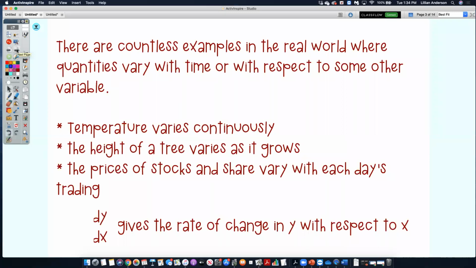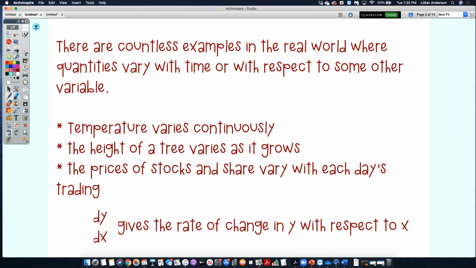Now there are examples out there in the real world that basically use this whole idea of rates of change, okay? When one quantity varies with respect to time or with respect to other things, for example, temperature. Temperature varies continuously, right? Temperature increases as the months continue throughout the year. The height of a tree varies as it grows, okay? Over time, the tree will get taller. The price of stocks and shares vary with each day's trading, okay? All of these are examples of rates of change.